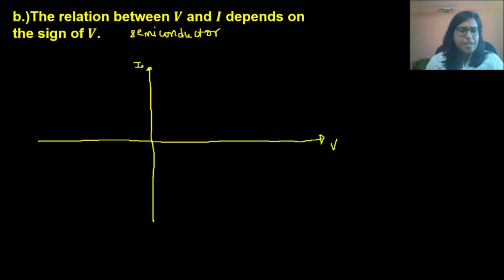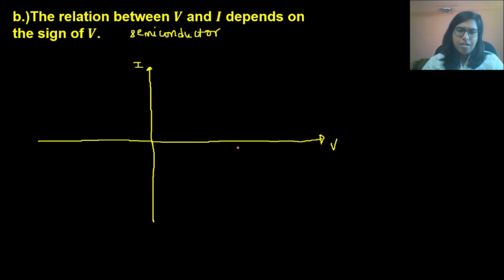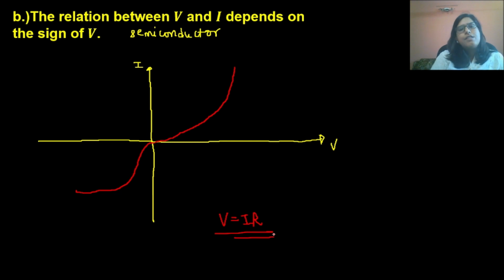If current is on this axis and voltage on the x-axis, then the graph of I and V for semiconductors is like this. We'll study this graph in detail in the semiconductor chapter. But Ohm's law is not always like V equals IR. There are some limitations on Ohm's law also.